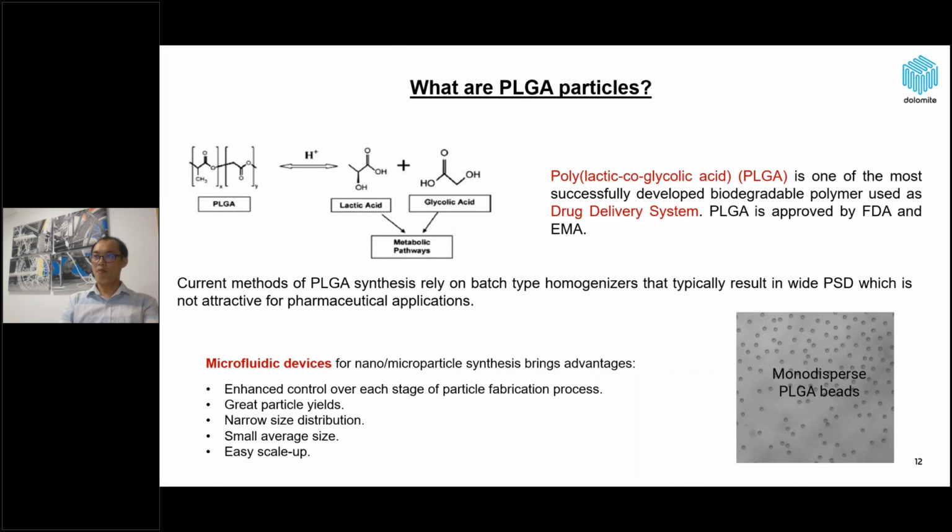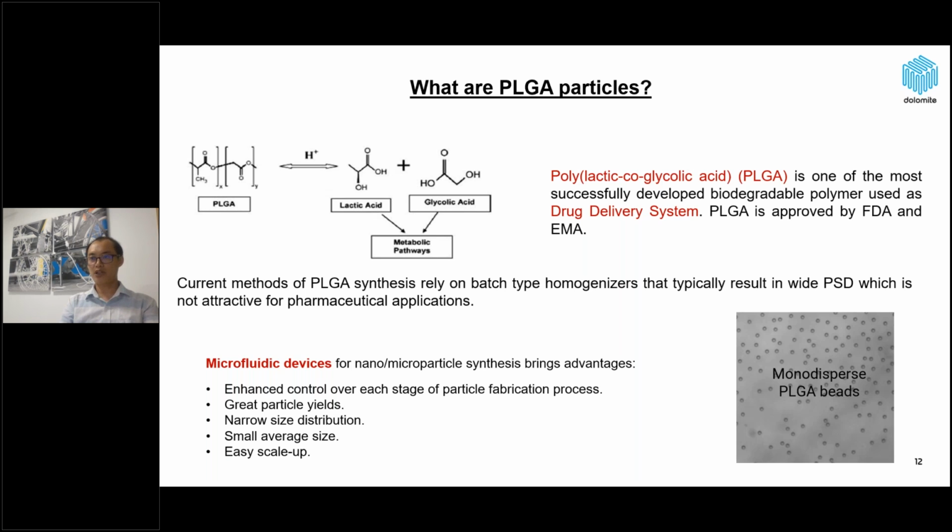One example of a microsphere used in biomedical applications is the PLGA particle. It is polylactic-co-glycolic acid, one of the most successfully developed biodegradable polymers used as a drug delivery system, and it is approved by the FDA and EMA. With current methods, PLGA synthesis relies on batch-type homogenizers, which typically result in a wide particle size distribution, which is not attractive for pharmaceutical applications.